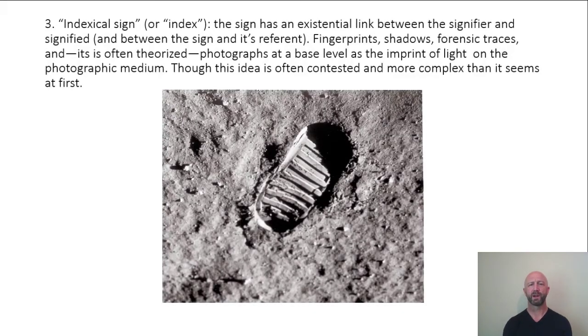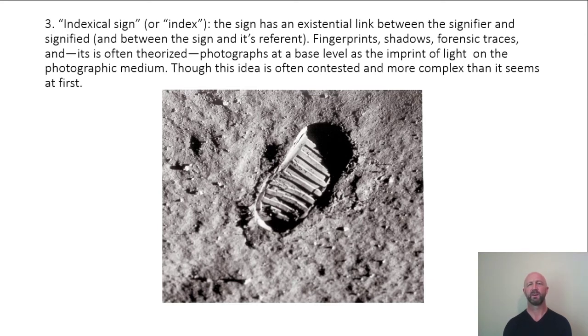So then, this brings us to a third class of signs. These signs are what are known as indexical signs, or indexes, or indices for plural. Now, an indexical sign is a type of sign that bears an existential link between the signifier and the signified, and between the sign itself and its referent.